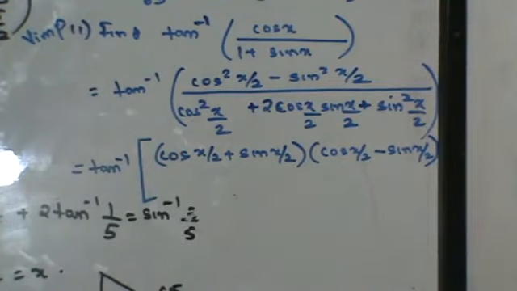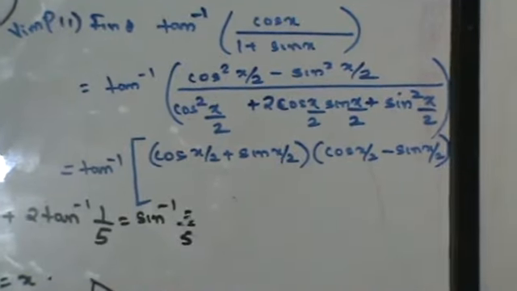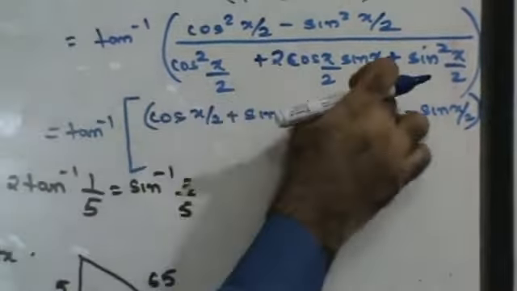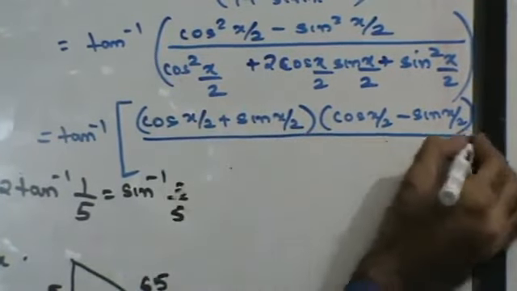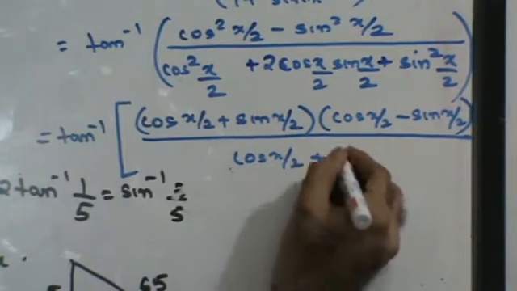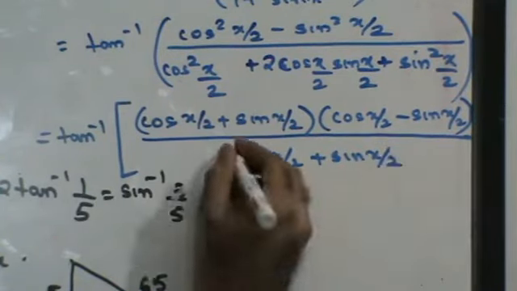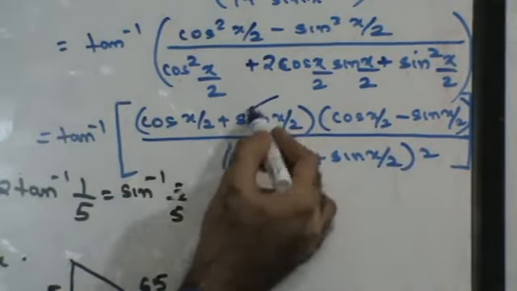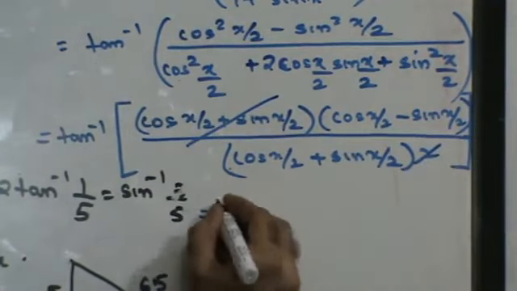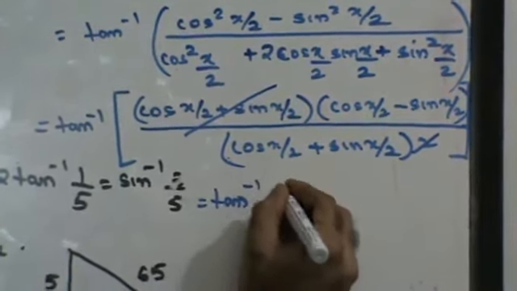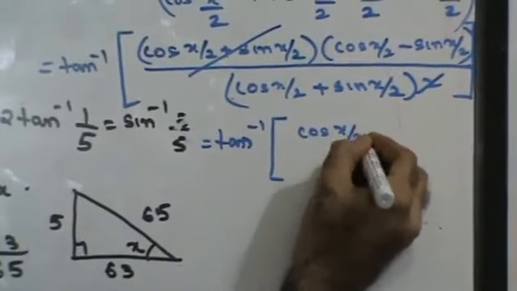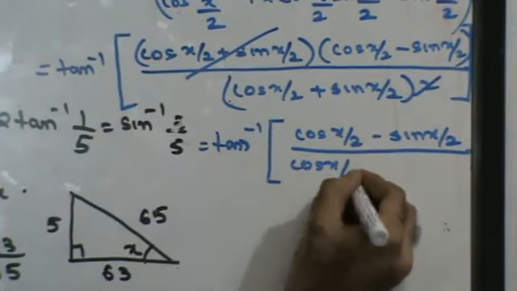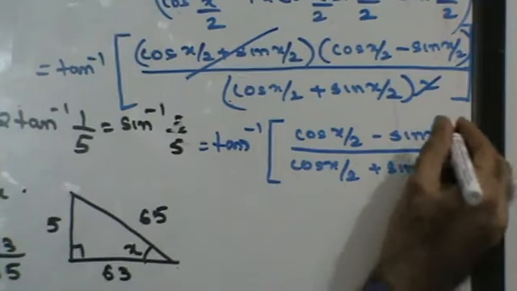My denominator is in the form a square plus 2ab plus b square, which can be written as a plus b the whole square, right? Cos x by 2 plus sin x by 2, and the square gets cancelled, so this will be tan inverse of cos x by 2 minus sin x by 2 upon cos x by 2 plus sin x by 2.